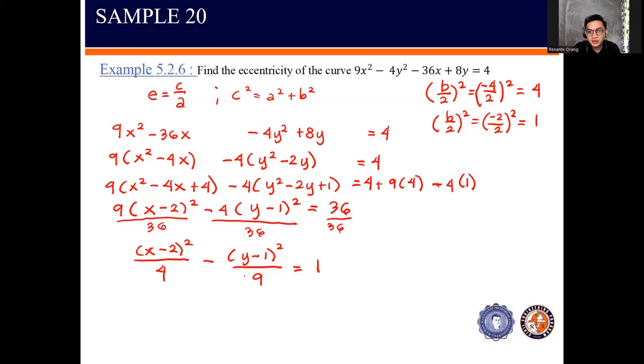So therefore, from this, we can compare this one to our standard formula. So again, kung sino yung negative, siya si B. So kung sino yung may hawak ng positive, siya si A. So therefore, our standard formula for this one is x minus h squared divided by a squared, kasi siya yung positive again, minus y minus k squared divided by b squared, kasi siya yung negative.